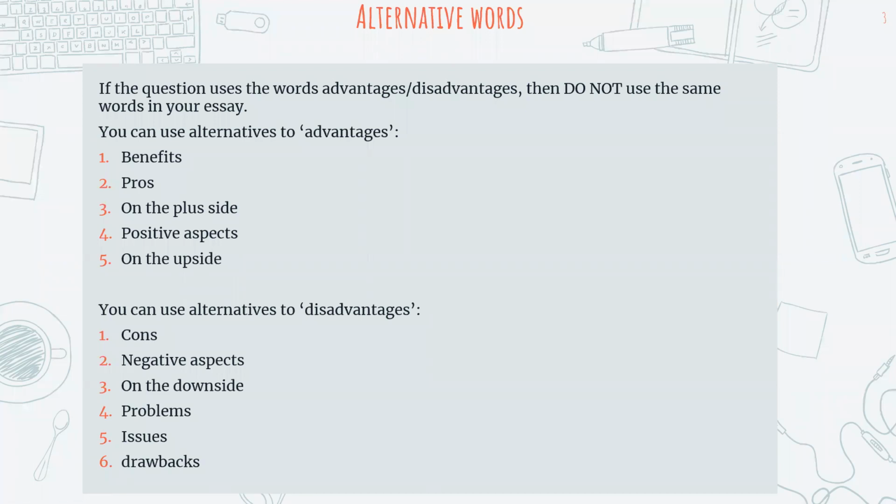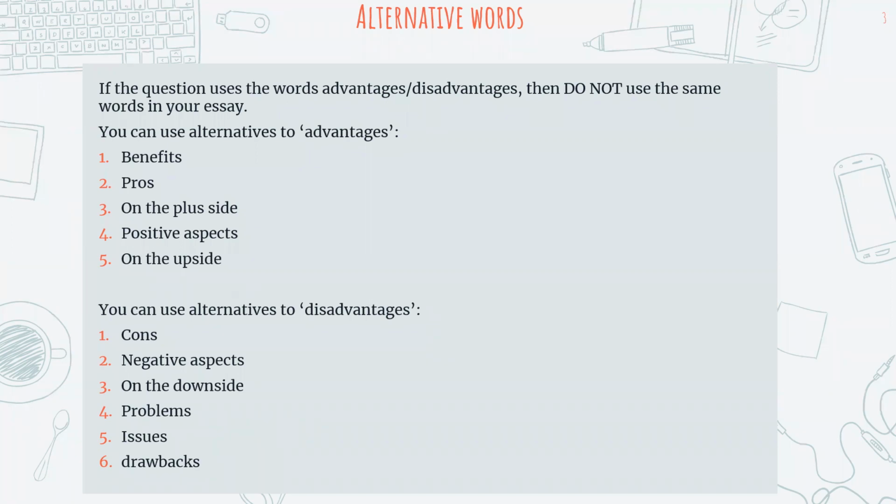alternative words first. If the question uses the words advantages and disadvantages, then don't use the same words in your essay. Don't repeat the same words. Okay, don't say advantages, and so on. Okay, you can use benefits, pros, on the plus side, positive aspects, on the upside, or any other synonym.